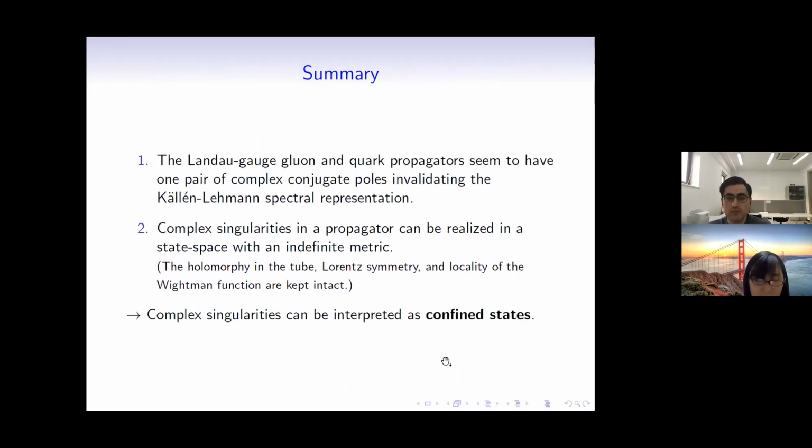This is the summary. So what I want to say is complex singularities might appear in the quark and gluon propagators and can be interpreted as confined states. That's all. Thank you for listening.